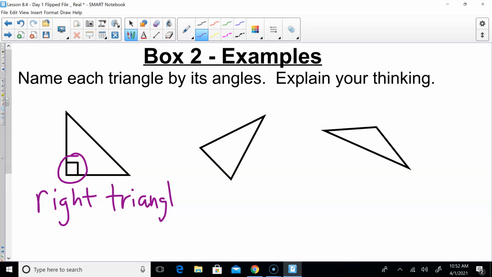And what's our reasoning? Our reasoning is it has a right angle. And triangle. There we go. So that's this one. Now I look at the other two.